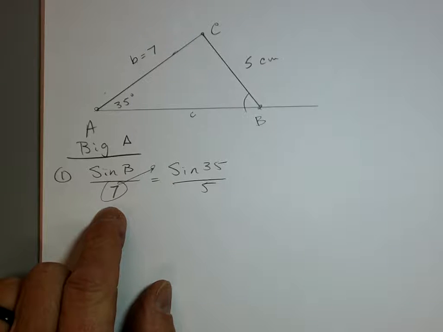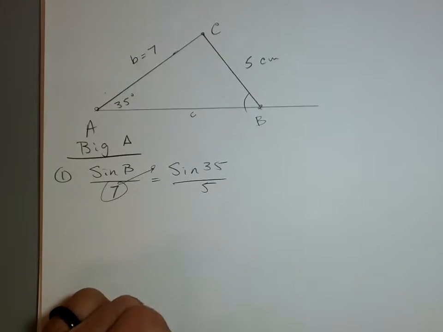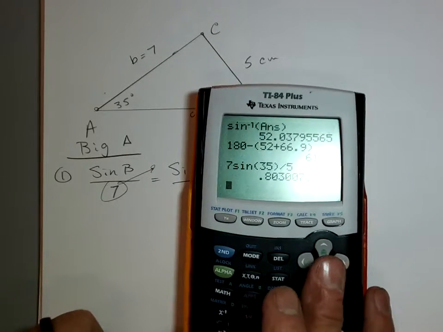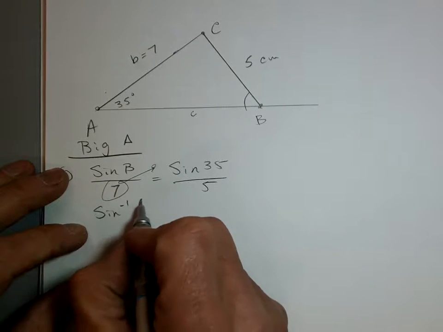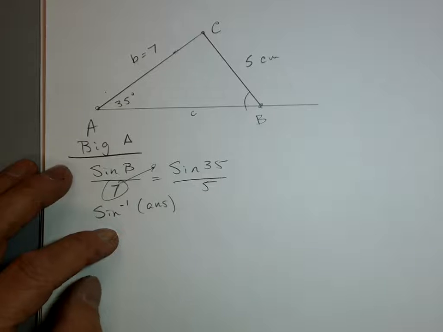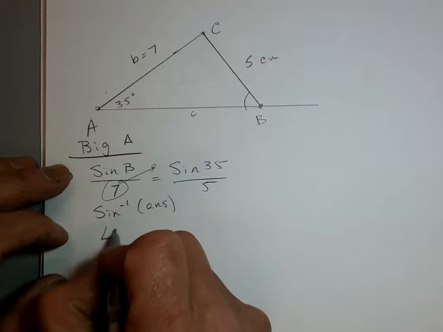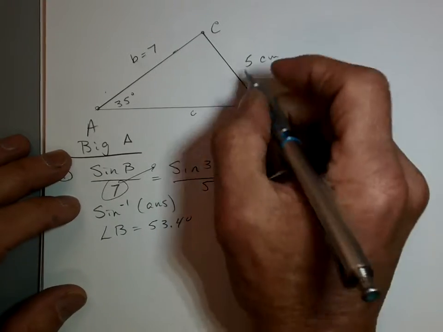7 sine 35 divided by 5, and I get a decimal. But I'm going to take the sine inverse of that answer, and I get about 53.4 degrees. So angle B is 53.4 degrees. Okay, let me put that in here.